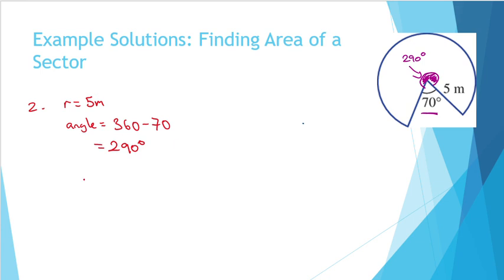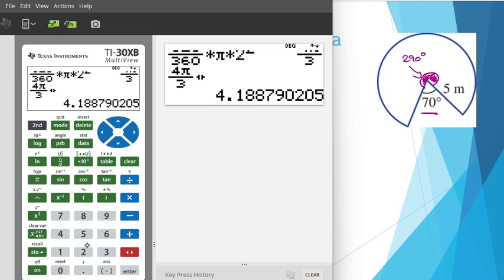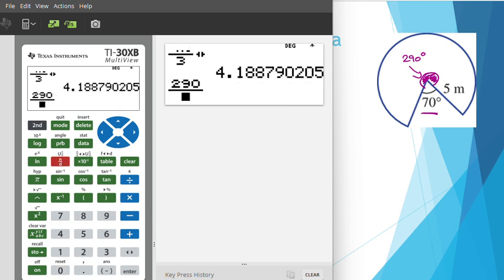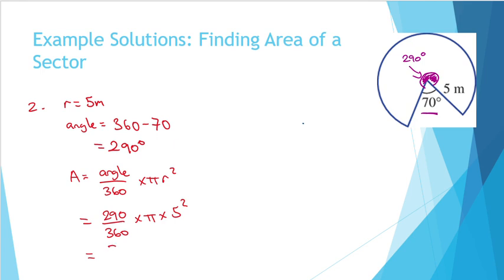Now that we have what we need, we can just substitute it into the formula. Okay. So I'll just write out the formula again. So it will be 290 over 360 times pi times 5 squared. And if you type this exactly on your calculator, 290 over 360 times pi times 5 squared, I get this weird number here, 725 pi over 36.